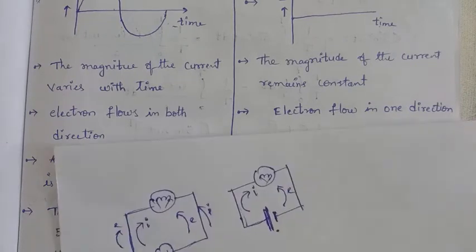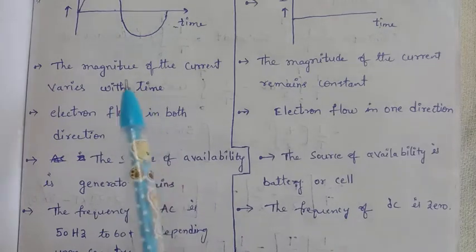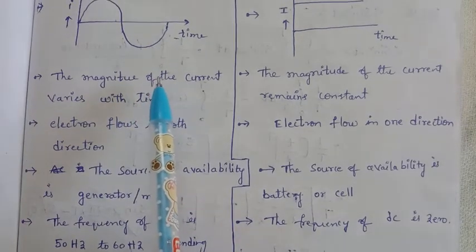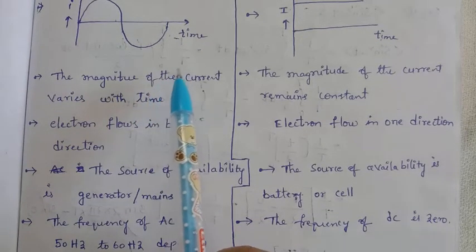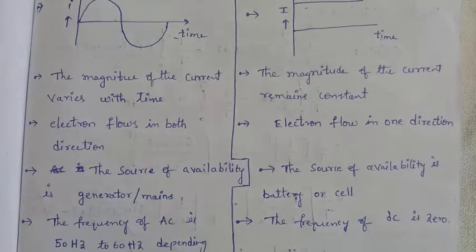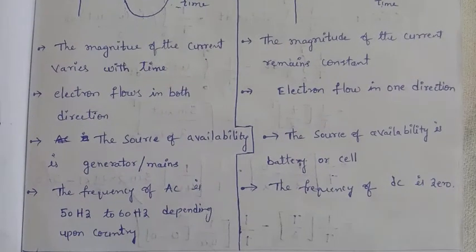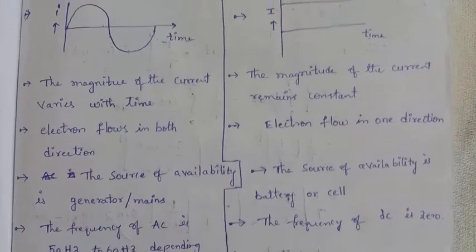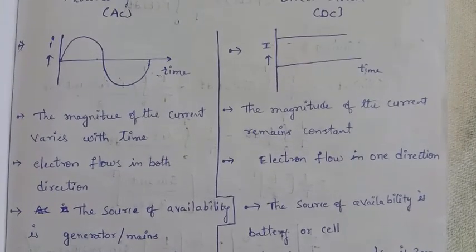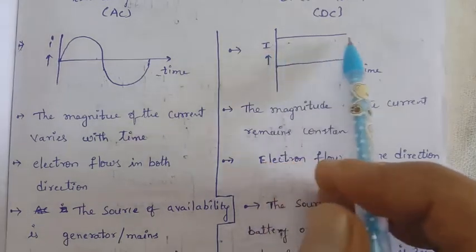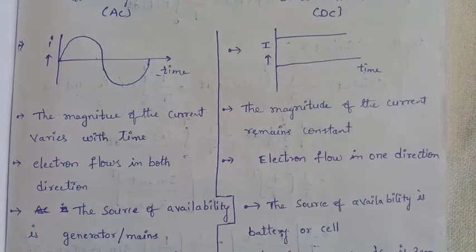We can generate alternating current by using generators, but here we use cells. We generate alternating current when the coil is rotating in a uniform magnetic field. The frequency changes from one place to another, for example 50 Hz to 60 Hz. But direct current does not depend upon frequency. Here the current remains constant. There is no change in any value of the current. An example of this is the battery.